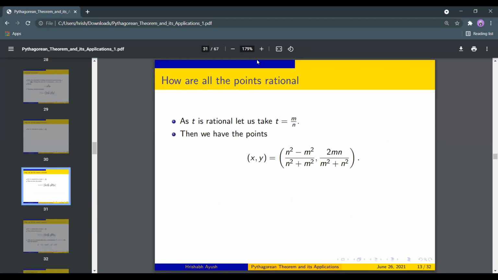Yes, I'll just do it quickly here. So we have (1 minus t square) upon (1 plus t square) and 2t upon (1 plus t square). So you just substitute m by n here, 1 plus t square, and then do the manipulations and find this value. So I'm leaving it as an exercise to you.